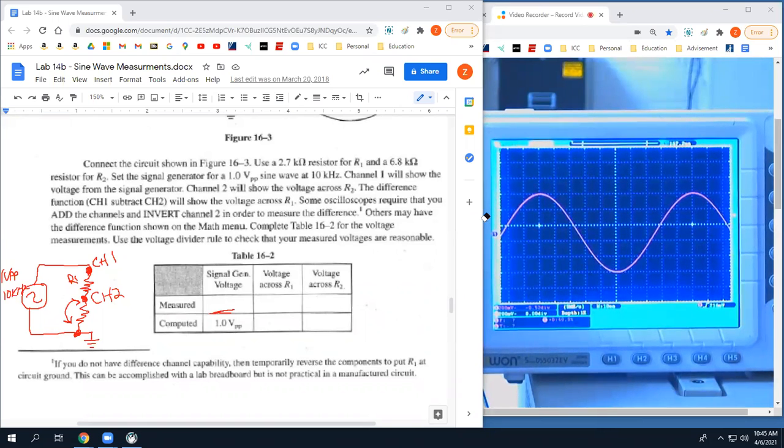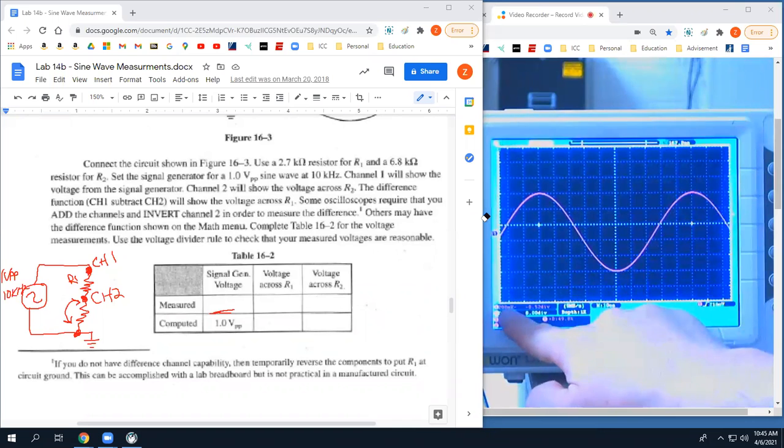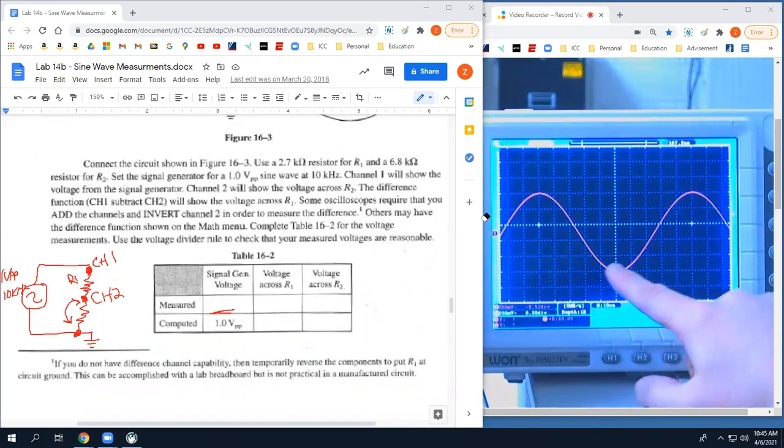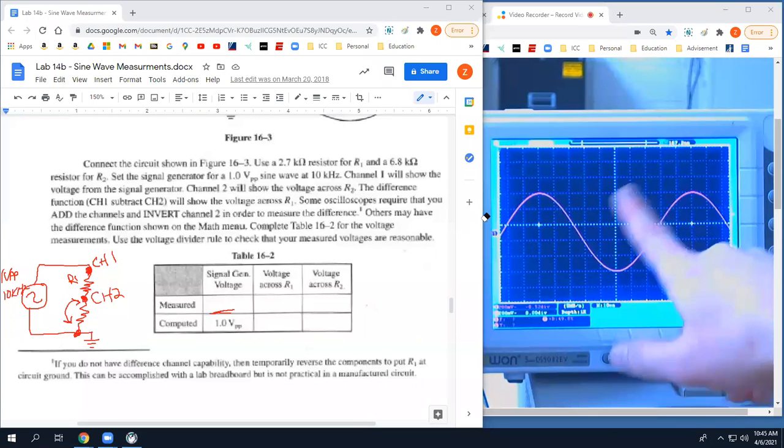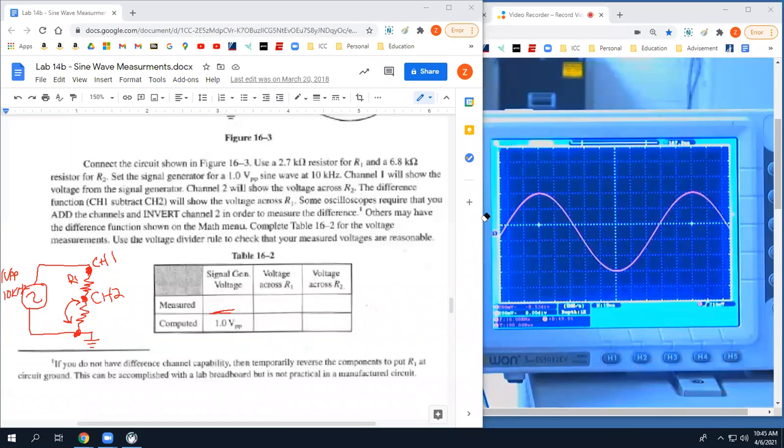This is the same thing we did last week, right? All I'm doing is measuring the amplitude peak to peak. I'm at 200 millivolts per division. And if I count up 1, 2, 3, 4, 5 divisions, that gives me exactly 1 volt peak to peak. Make sense?